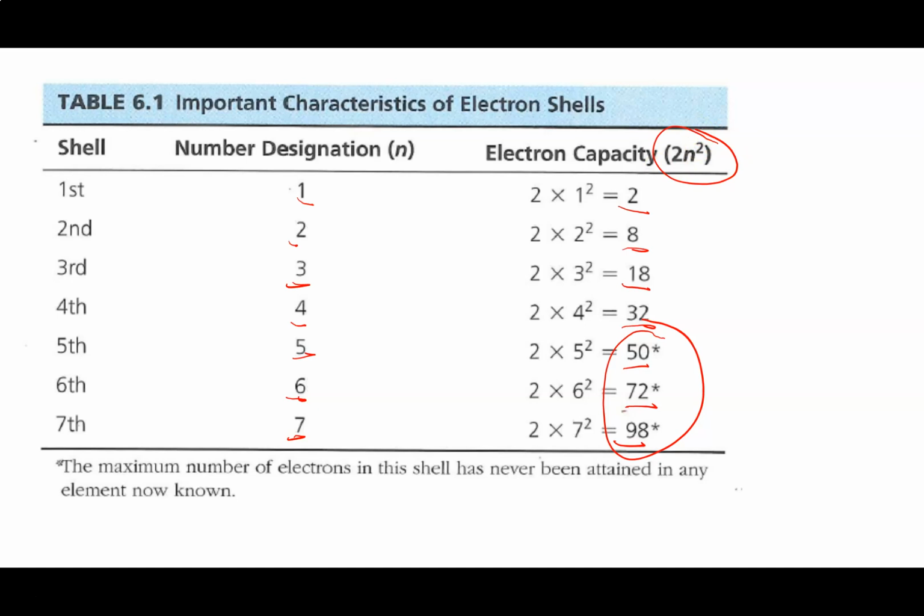So you don't need to memorize it. Like I said, shells don't always get completely filled up, and in fact we've never seen an atom that has a completely filled 5th, 6th, or 7th shell. We just don't need it. Think about it: 2 plus 8 plus 18 plus 32 plus 50 plus 72 plus 98 is way, way bigger than 118 electrons, which is the number of electrons in our biggest atom.